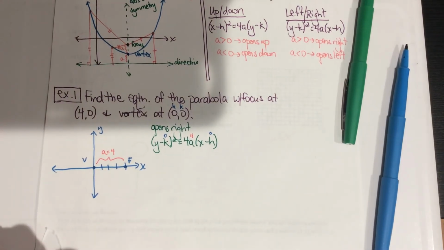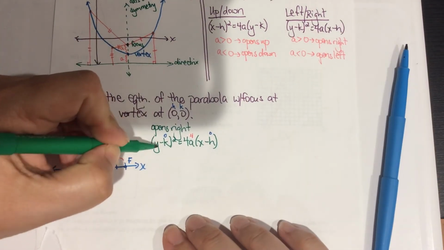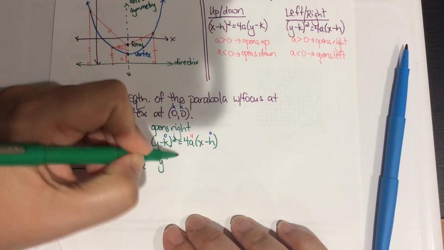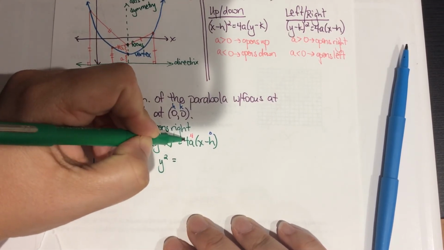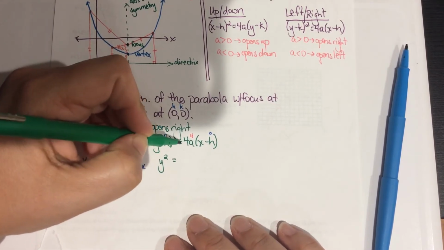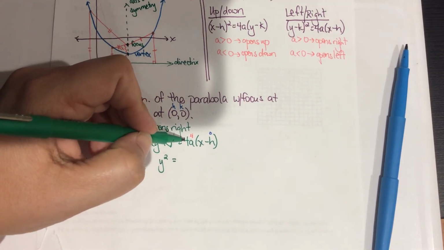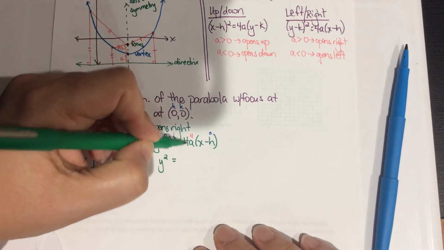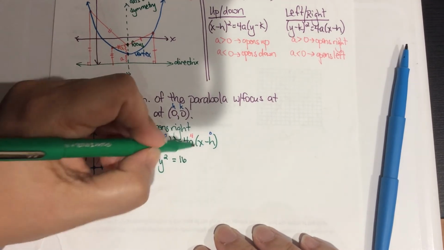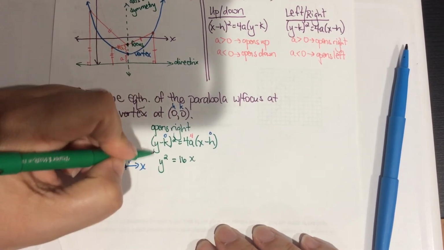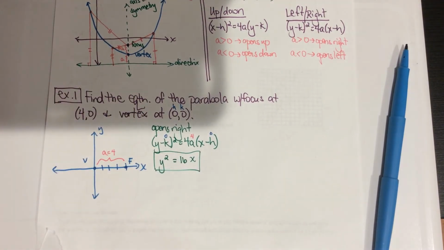So I'm just going to write out what I have. Y minus 0 squared equals, this is what's happening with this 4 and this A here. What are they doing to each other? Okay, hopefully you said multiplying. So 4 times A, and then x minus 0. That's your equation.